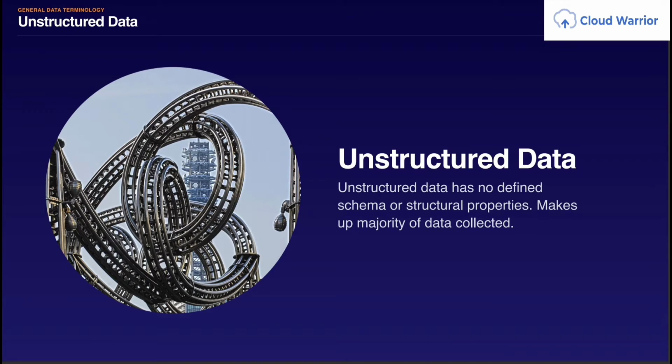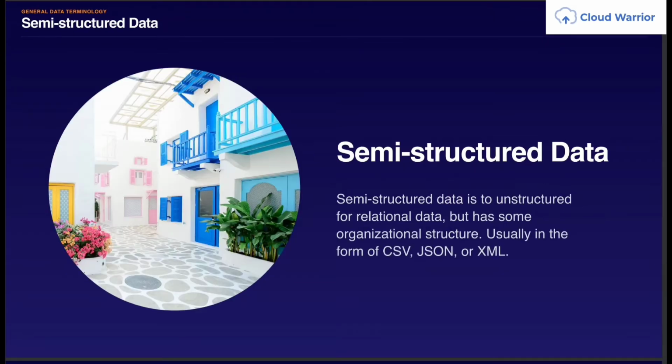We can also have data that is in the middle, that's semi-structured, and this data is too unstructured for relational data, but it has some organizational structure. You can think about this data as NoSQL data or non-relational data. Most public datasets are data that's in CSV, JSON, or XML format.